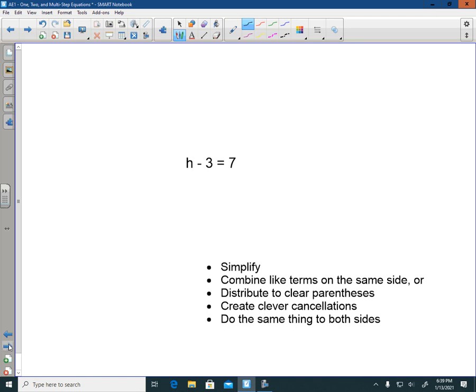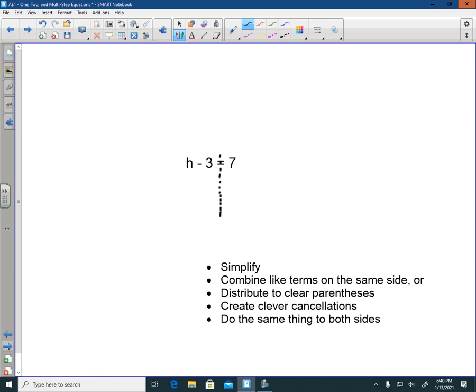What about this one? Can we simplify on the left side? Can we simplify on the right? I hope you said no, because h and -3 are not like terms. There's no parentheses, and so there's nothing to simplify, so we don't even do that step. We're just going to skip over it if we can't do it.